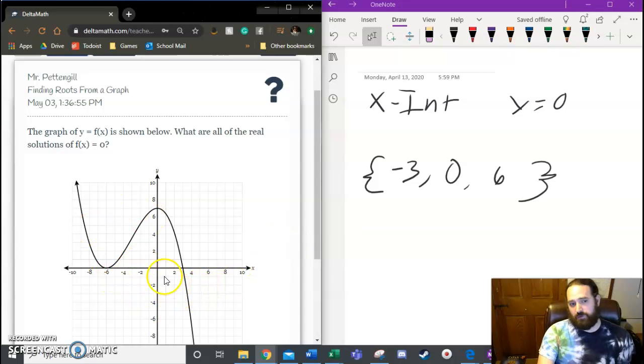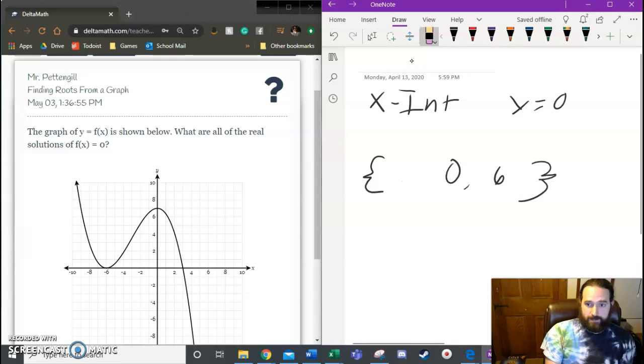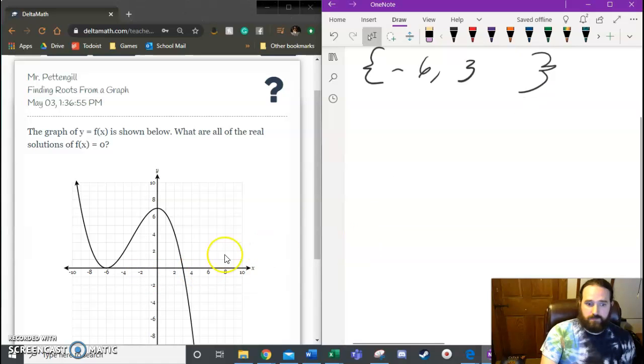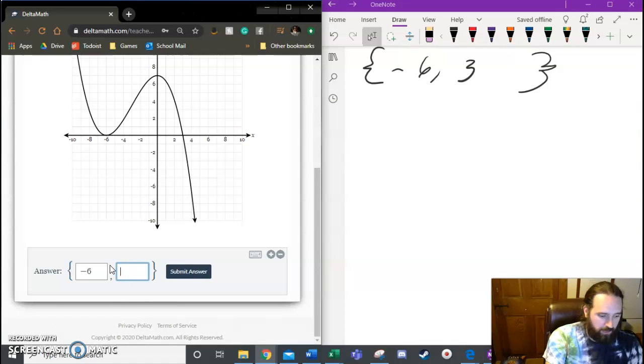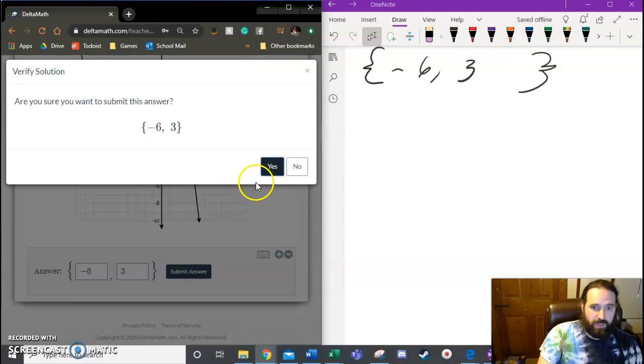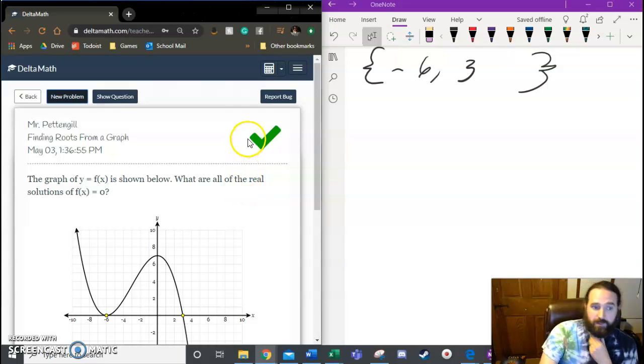You might get, oh good, I was hoping we'd see these, where over here it's just touching. Like look, a -6 on the graph, and you can see my cursor moving there. It's just touching. That will still be part of my answer. So I would write the answer for this problem as -6, comma, and then I'd look at the next one, which is a 3. So -6, comma, 3. Submit answers. Yes. Great, I didn't mess it up.